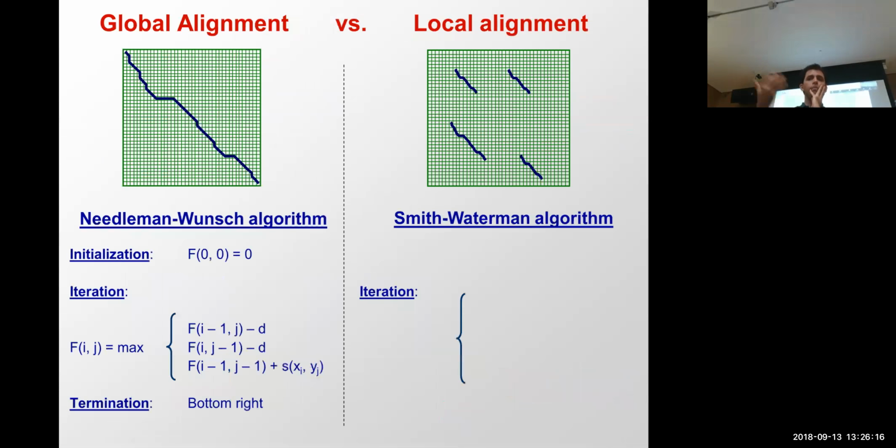So how do we transform the Needleman-Wunsch algorithm to the Smith-Waterman algorithm? So what do I need to do?